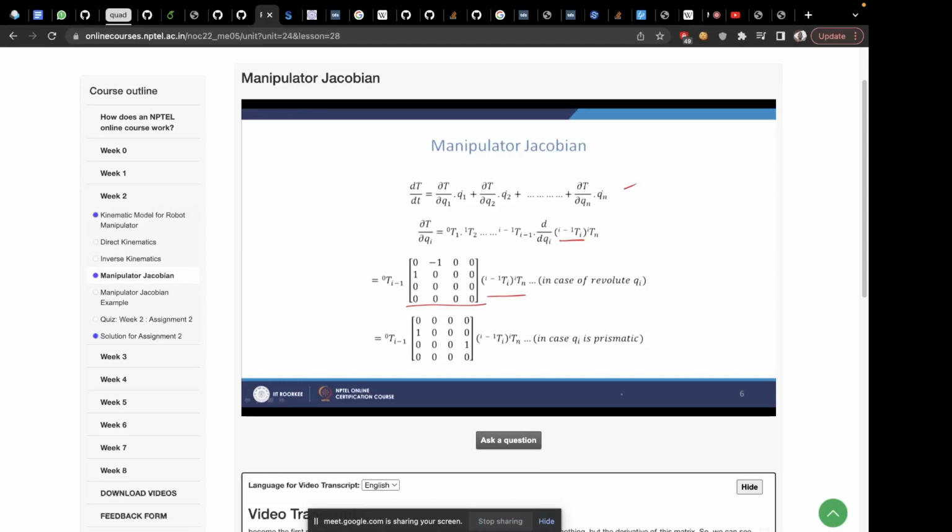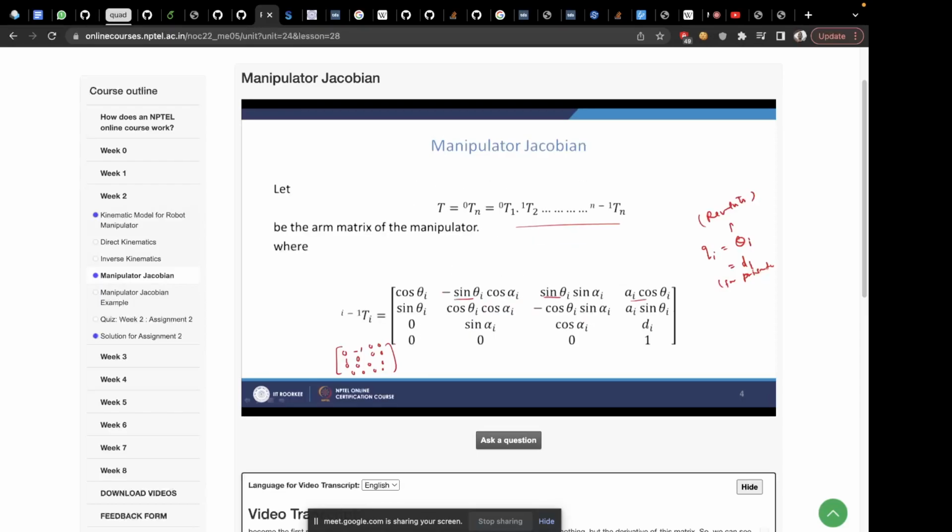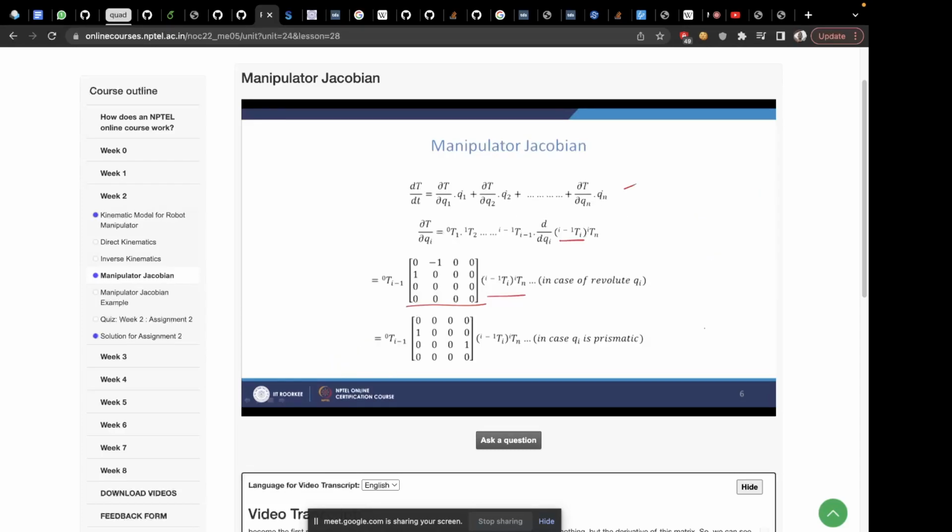Similarly, if it is a prismatic joint, then only di is the variable. The derivative of this with respect to di is nothing but, so the derivative of this will become simply, here it is 0.